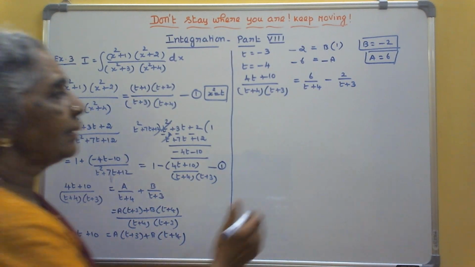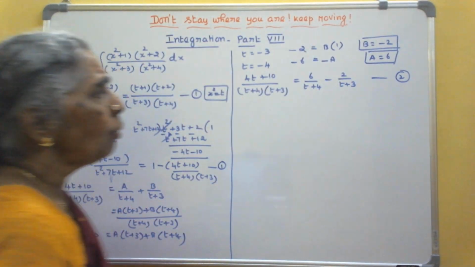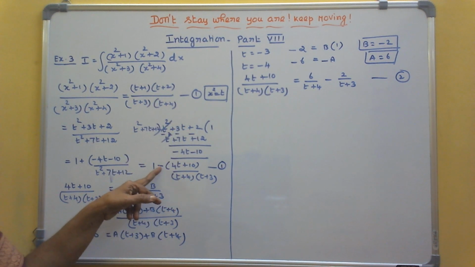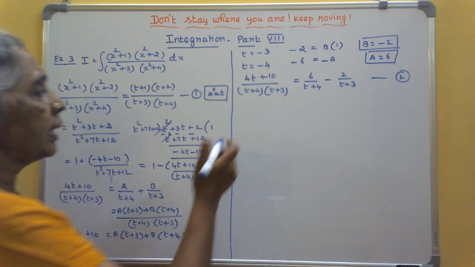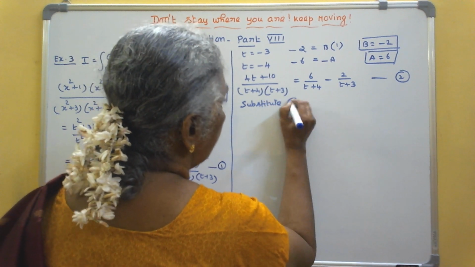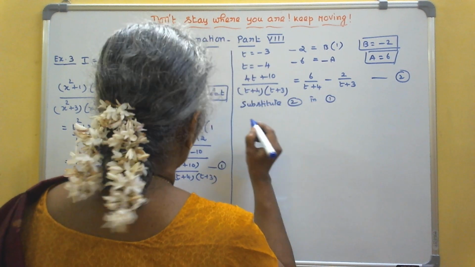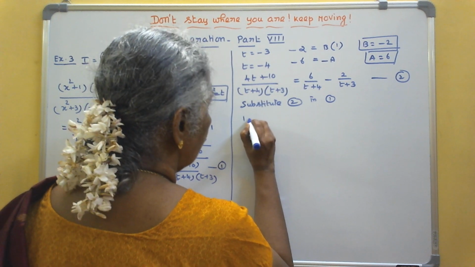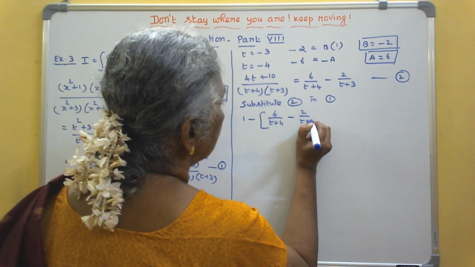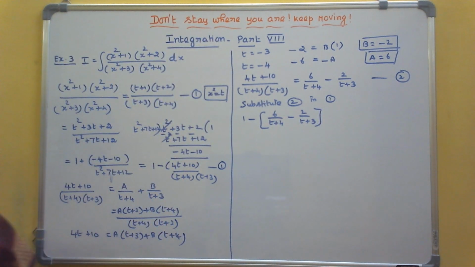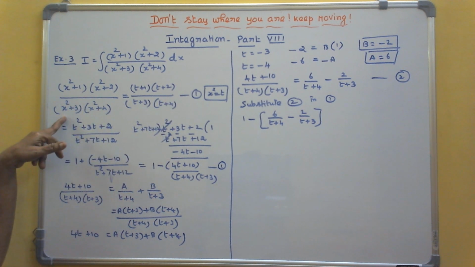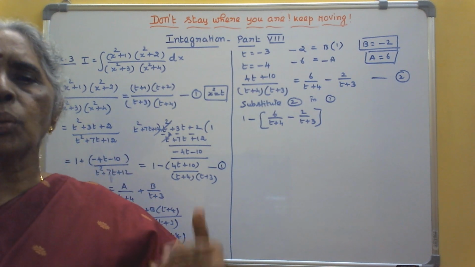Okay. So this let me call as 2. Now I am going to substitute this 2 in the 1 here because I have a 1, I have a minus there. So now substitute 2 in 1. So what will you get now? You will get 1 minus, in bracket you will get 6 by t plus 4 minus 2 by t plus 3. Right? So now go to the beginning. So this one. Right? And that is equal to this one. So now let me come back to my x.